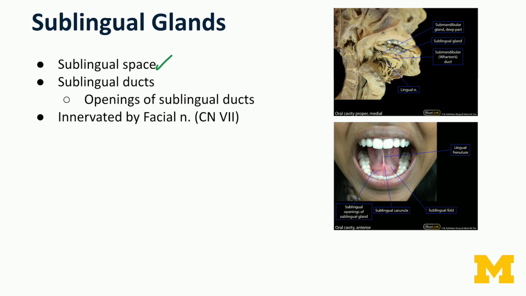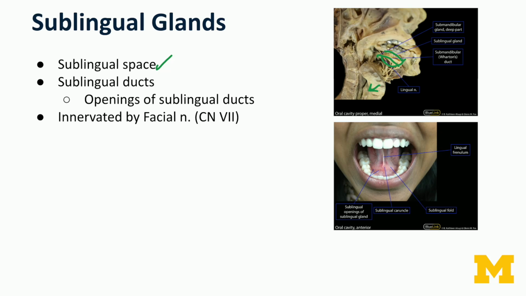So here we can see a donor that has had their sublingual space opened, the tongue is reflected, the mucosa is incised, and we can see that submandibular duct there, and between that duct and the mandible, we can see the glandular epithelium of the sublingual glands.